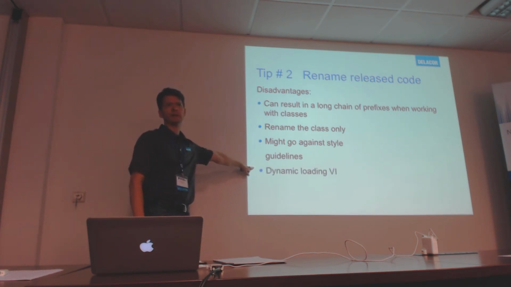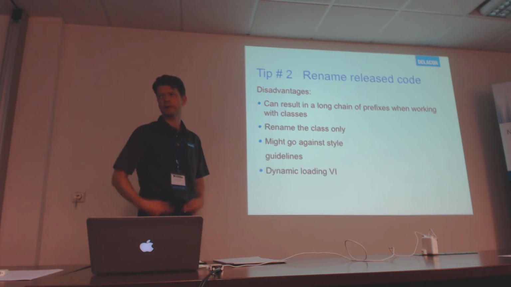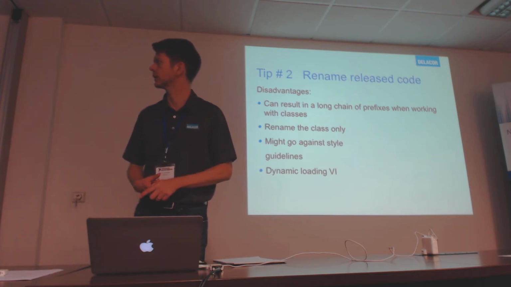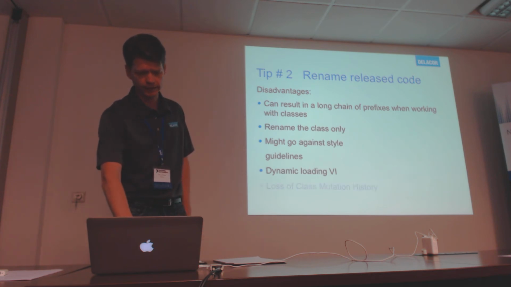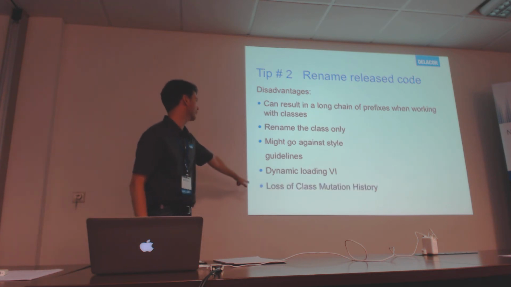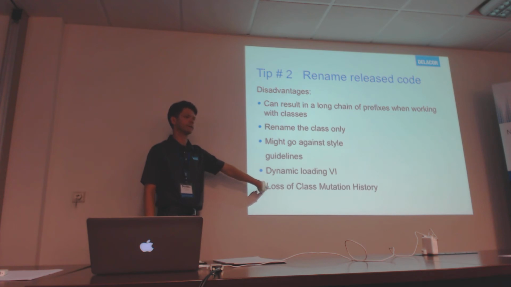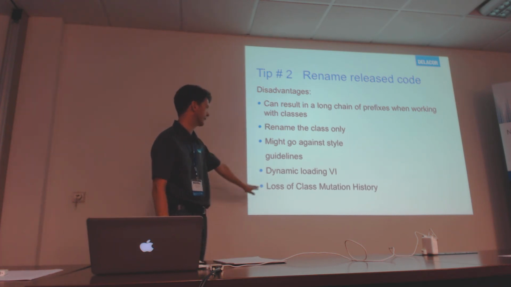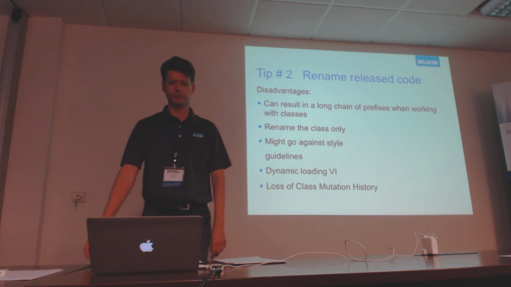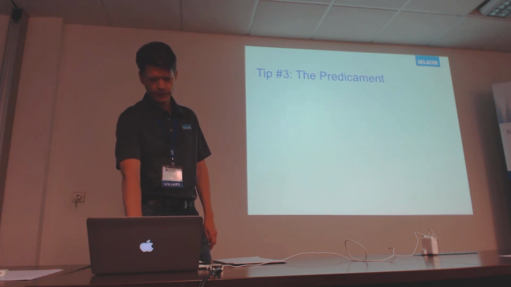And also if you've got dynamic loading VIs that look for a file on disk by a particular name, you need to take that into account. If you're renaming things programmatically during the build process, that dynamic loading might not work any longer. Oh, and loss of class mutation history as well. If you're using classes and relying on that, and you're renaming the class at build time, you can lose the mutation history of a class.